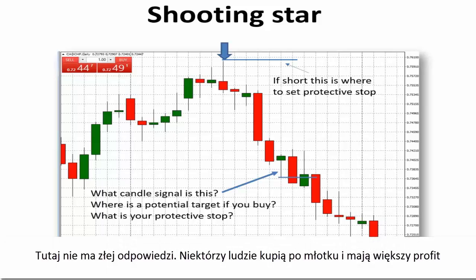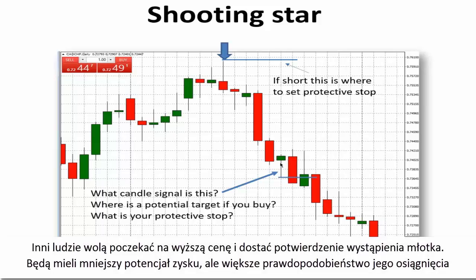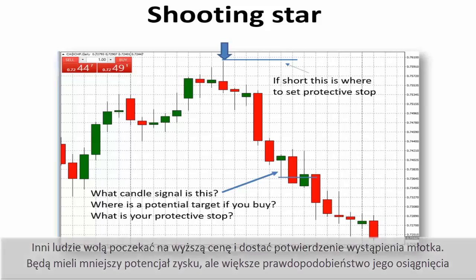So there's no right or wrong answer to that. Some people would rather buy here, over here, and have that much profit potential if they're right. Other people would rather have a higher price to confirm the hammer as bullish. They would have less profit potential, but the odds of the trade working out are much higher.